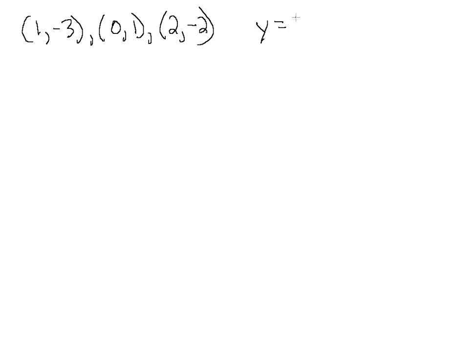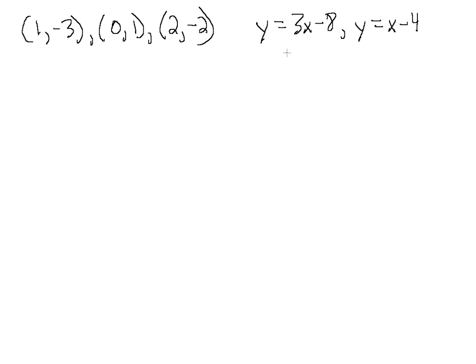In this section, we'll be solving systems of linear equations. So what we want to do is determine whether one of the following ordered pairs is a solution to the following system of equations. We're given the ordered pairs (1, -3), (0, 1), and (2, -2), and we want to know if one of these ordered pairs is the solution to the following system of equations. We have y equals 3x minus 8, and we're given y equals x minus 4.